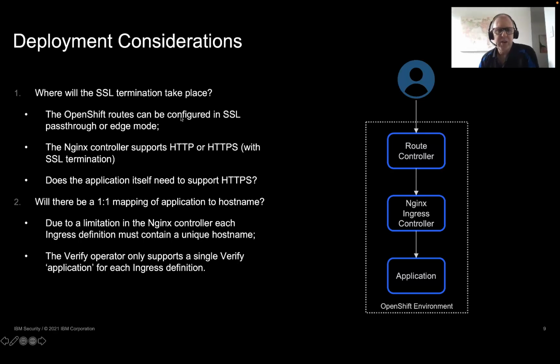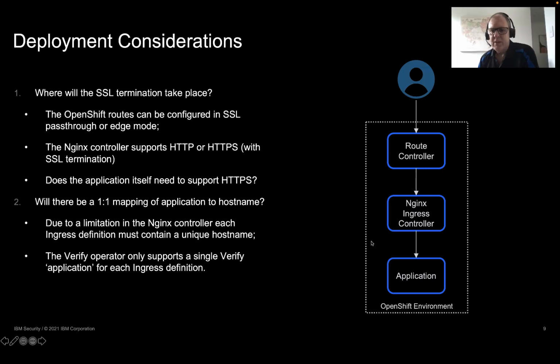The first consideration you need to take into account is where will the SSL termination take place? Will it take place purely here getting into the route controller? Will it take place here? Or will it take place here? Not only that, you also have to ask yourself the question, where do you require TLS protected traffic and where can you have unencrypted traffic?